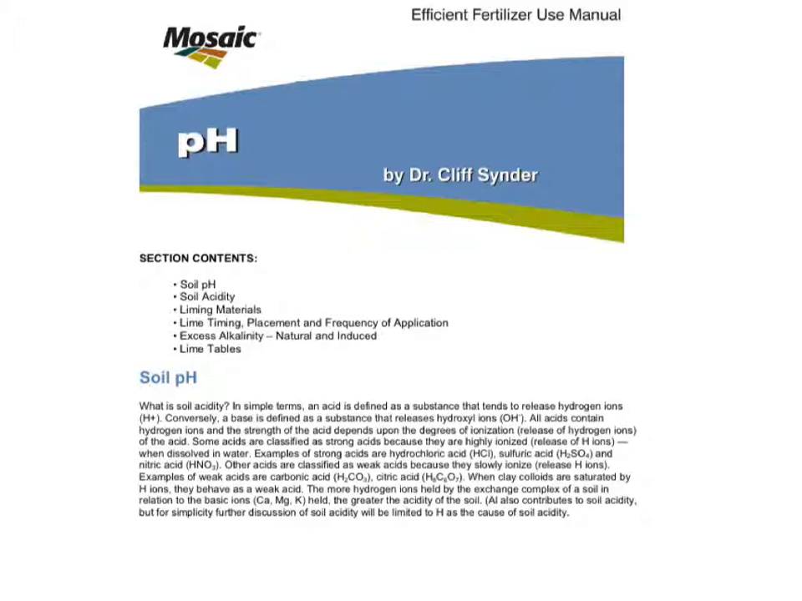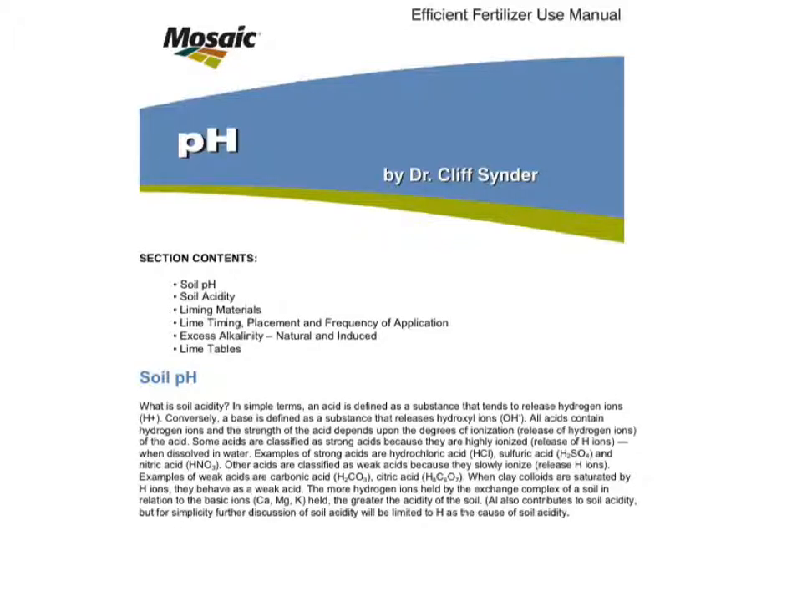It said all acids contain hydrogen ions, and the strength of the acid depends upon the degree of ionization, or the release of hydrogen ions, of the acid. Some acids are classified as strong acids because they are highly ionized, or they release a lot of hydrogen ions when dissolved in water. Examples of strong acids are hydrochloric acid, sulfuric acid, and nitric acid. Other acids are classified as weak acids because they ionize slowly, or release those hydrogen ions slowly. Examples of weak acids are carbonic acid and citric acid.